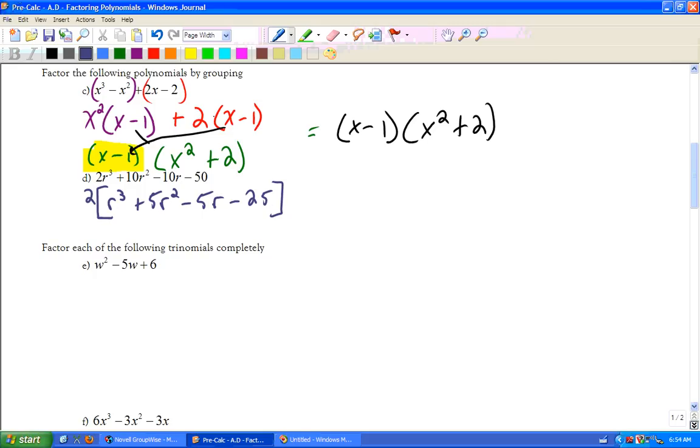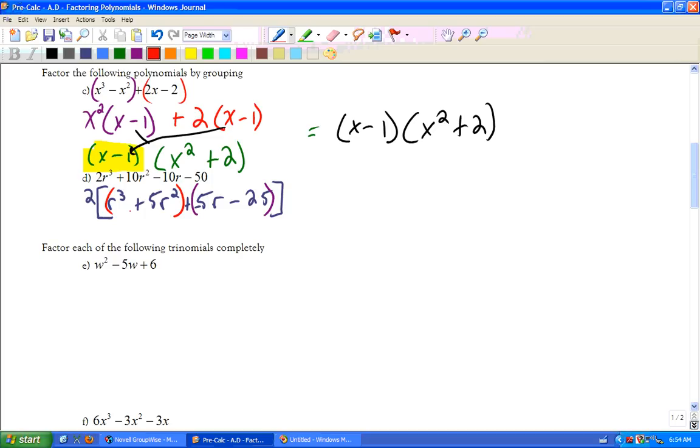At this point, we can begin our grouping. Our first 2 terms, r cubed plus 5r squared. Now, this term's a negative, which makes it a little bit more difficult if we're having a subtraction sign there. So I'm just going to rewrite this as plus negative 5r, and we can group those two. It makes finding the greatest common factor a little bit easier.